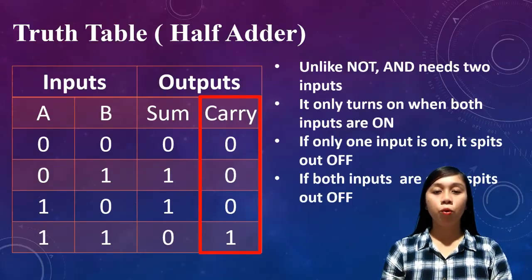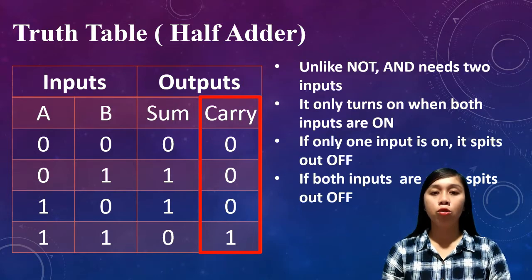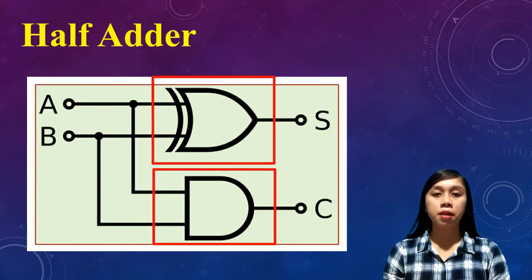So let's proceed now with the second output, which is carry. As you can see, the carry will only have a value of 1 if both the inputs are 1. But if it is not, carry will have a value of 0. As what I've told you, we use AND operation in getting the carry. So unlike NOT, AND needs two inputs. It only turns on when both inputs are on. If only one input is on, it spits out off. If both inputs are off, then it also spits out off.